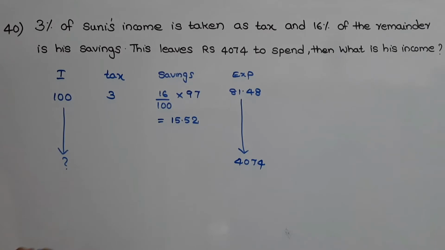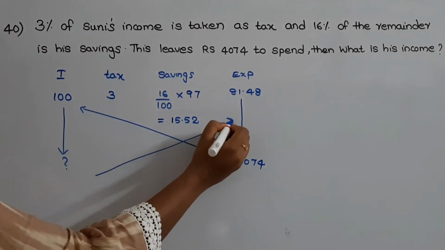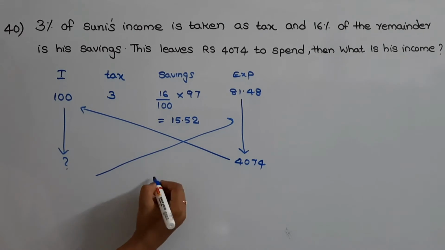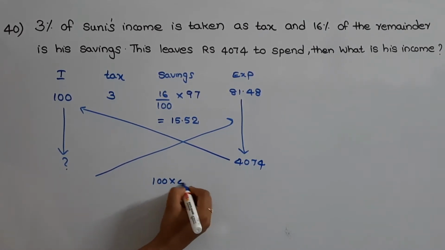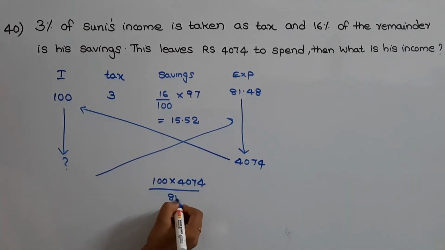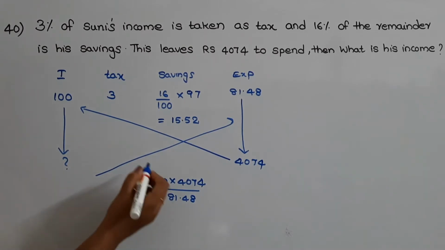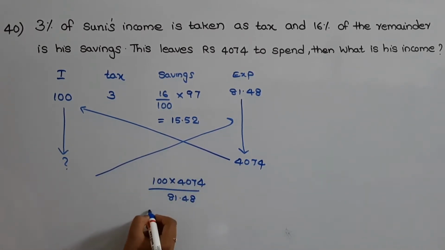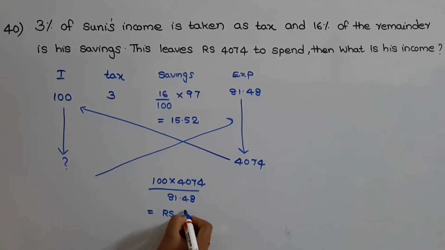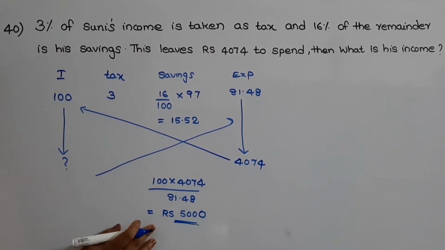So if we find out the value of this 100, we will get his income. So this we can find out by cross multiplying. So that is 100 into 4,074 divided by this 81.48 will give you the income. So on solving this, you will get it as rupees 5,000. So this is the answer.